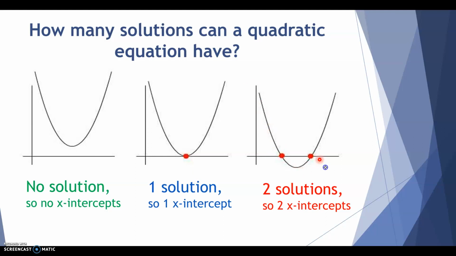And then obviously this parabola touches it twice. So these are the only 3 possible solutions you could get. No solution, just 1 or 2. Okay? And by graphing them, you could see fairly quickly how many answers you're going to have.